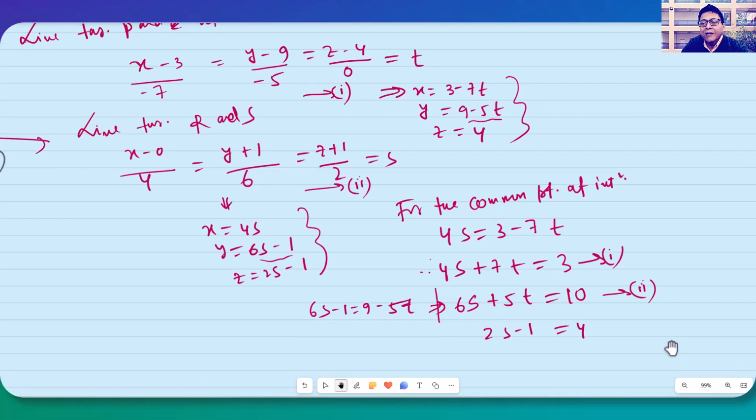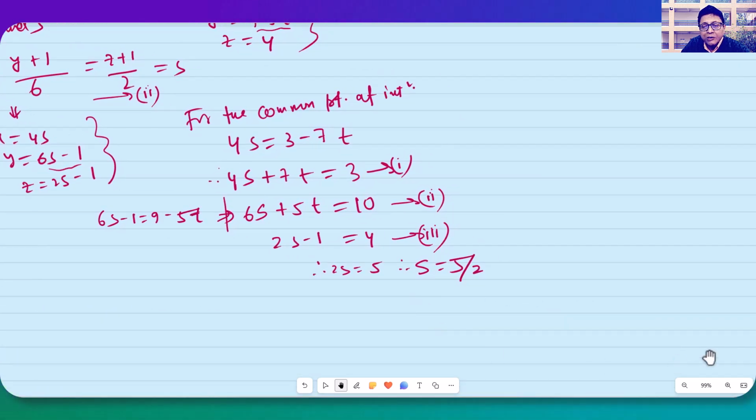So we get the value of s directly from number 3, and then we will check these values. You need to get both s and t. So you take s from here: 2s is 5, so s is going to be 5 by 2.